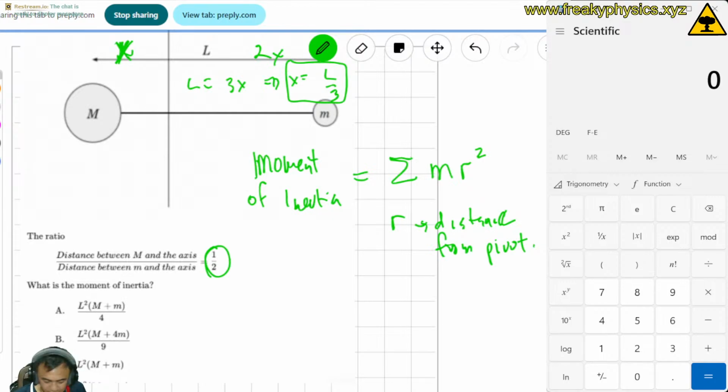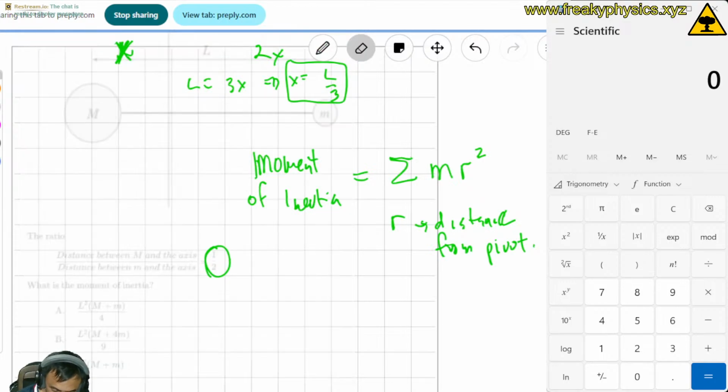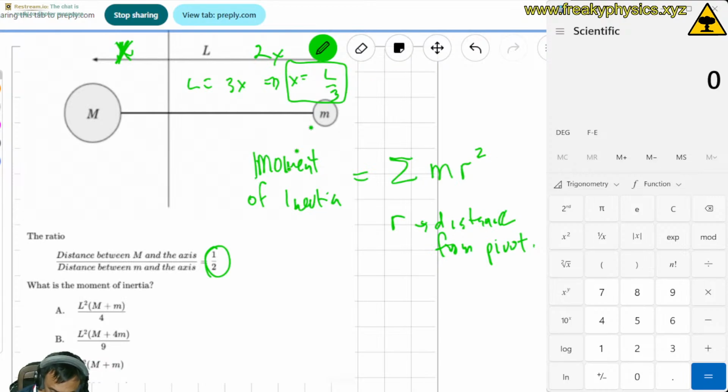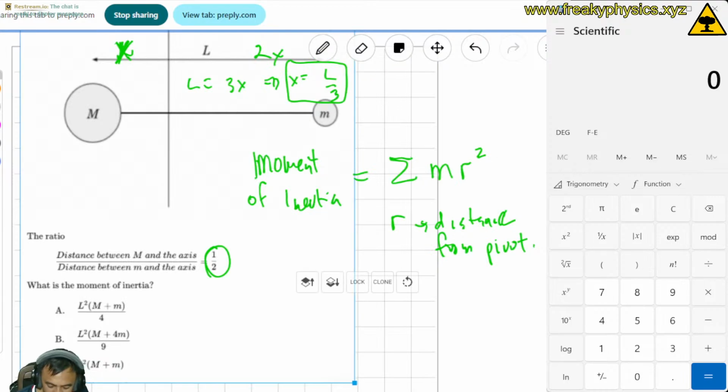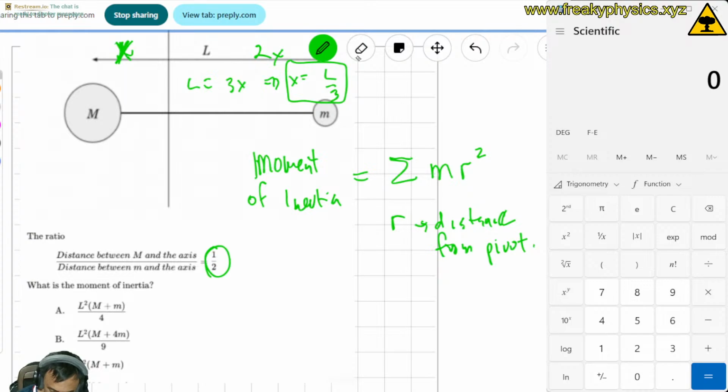I think I'll change letters as well just to reduce confusion. I'm going to change that x to R, just to avoid confusion. But I think you get the point either way. So one more change there and there. This is R, this is 2R, so that's going to be 3R. So R is equal to L over 3. Now that we have that, we are going to do the moment of inertia problem.